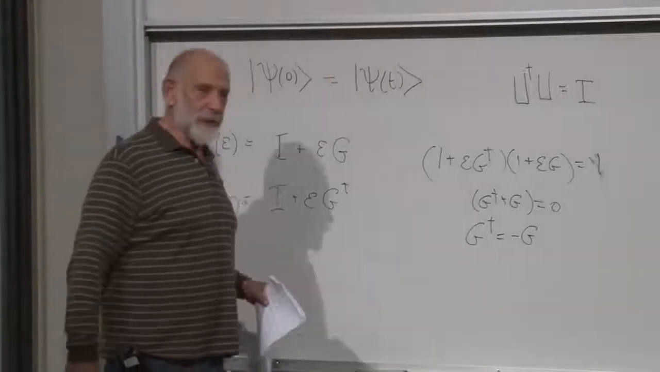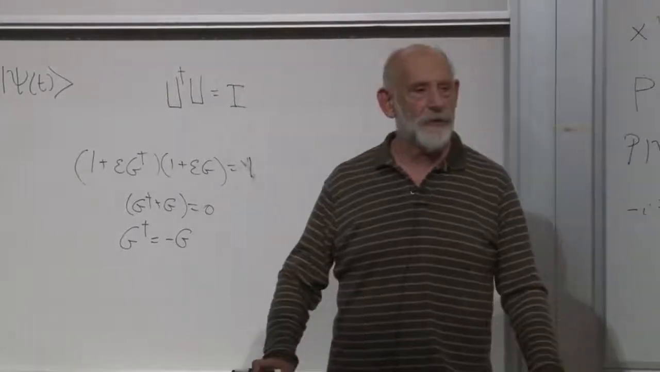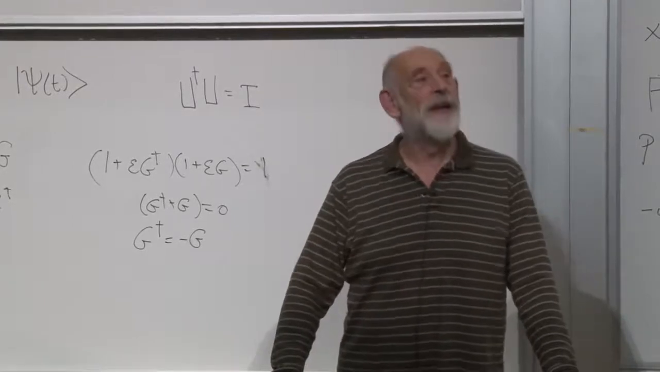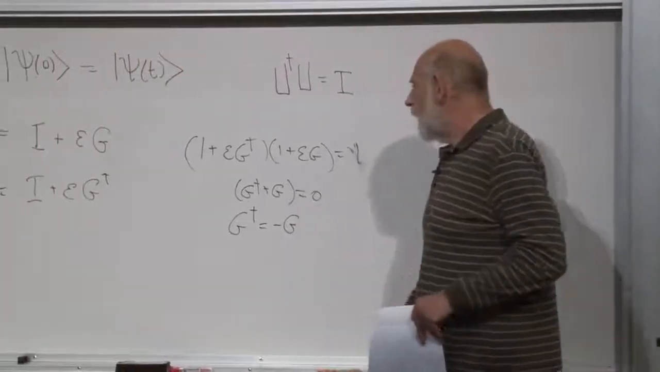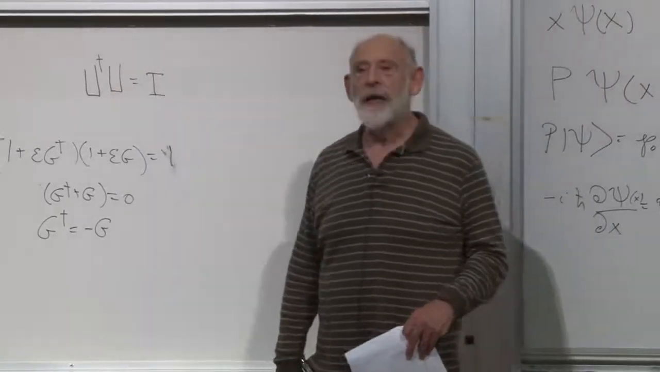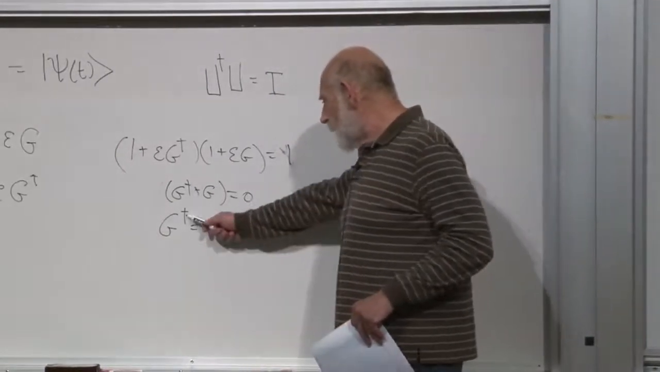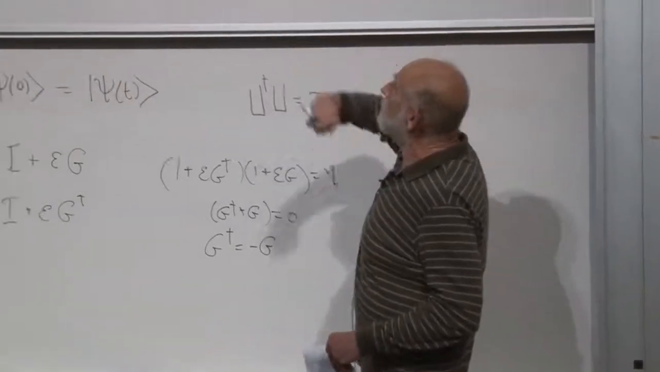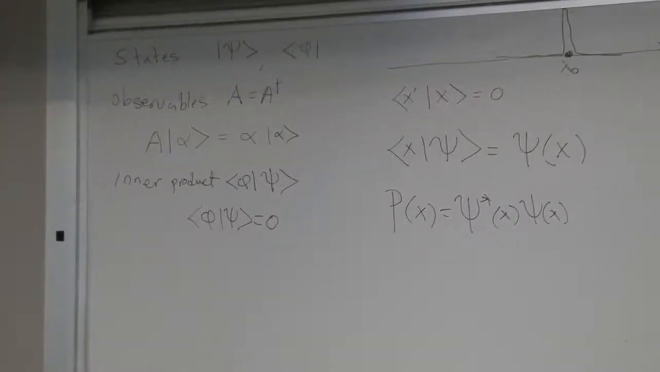Operators with this peculiar property: do you know numbers that have that property? Any number that is minus its own complex conjugate? There's a wider class of them: pure imaginary numbers. So this is the analog of G being pure imaginary. If we multiply it by I, it becomes Hermitian. This is called anti-Hermitian. Hermitian is when G dagger equals G. A equals A dagger is an observable. G dagger equals minus G. We can fix that very simply.